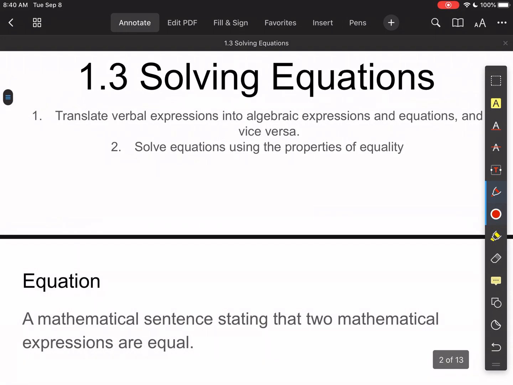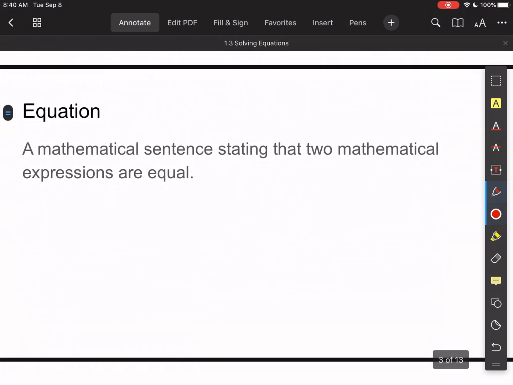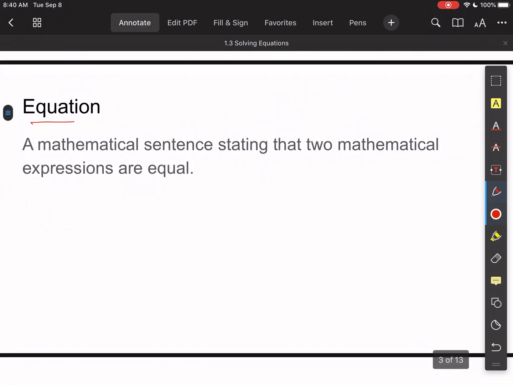So we're going to translate some verbal expressions into algebraic expressions, and then we're going to use properties. So we're reviewing all of our math properties, going back to some basics from Algebra 1 before we jump into some harder stuff. So here we go. An equation. Remember that an equation is a mathematical sentence stating that two things are equal. So inside equations, you will see equal signs. Inside expressions, you will not see an equal sign.